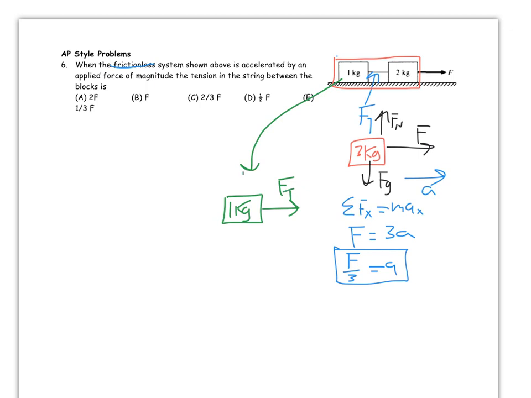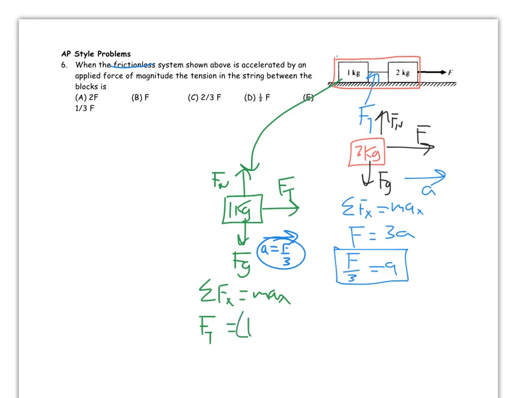So for that 1 kilogram, we have the force of tension. We, of course, have the normal force and the force of gravity, and we found that this object is accelerating at a rate of F over 3. That's what we found with our first part. So setting up my F equals ma once again, I have that force of tension is going to be equal to the mass, and now it's just the mass of that single block, times the acceleration F over 3, which means my force of tension is just F over 3. So our answer here is going to be E.